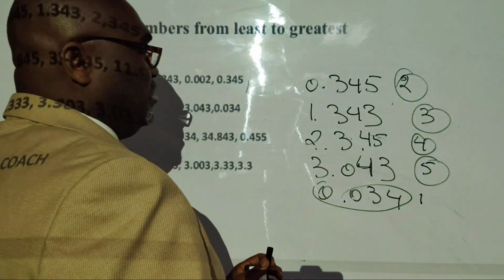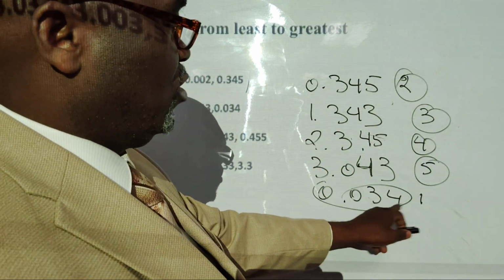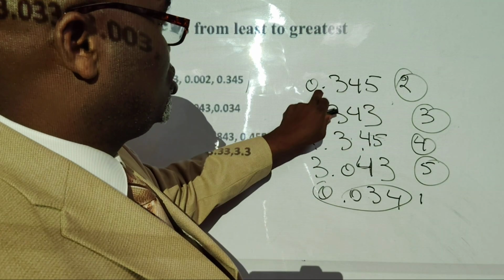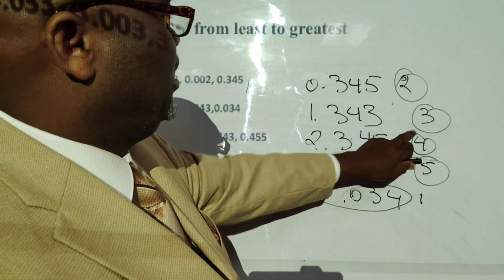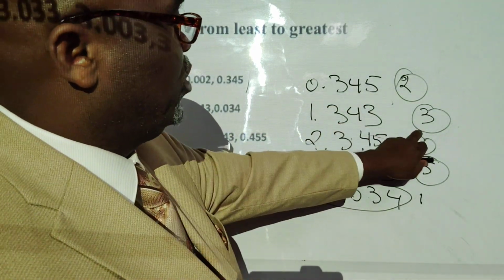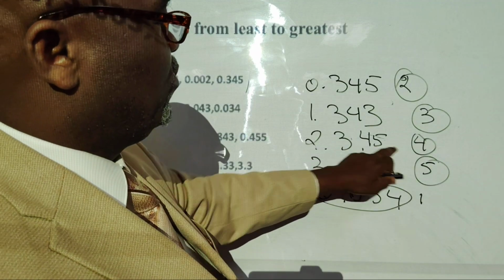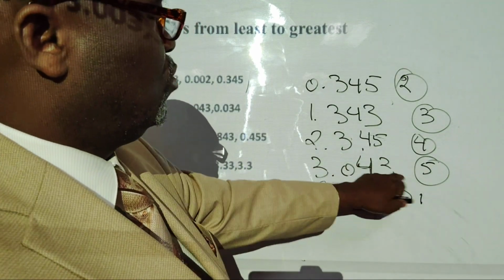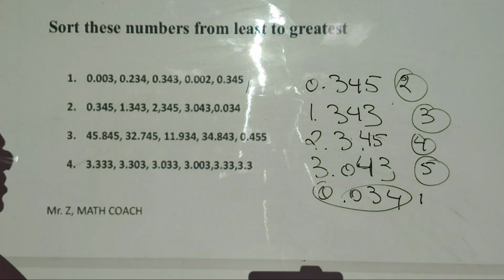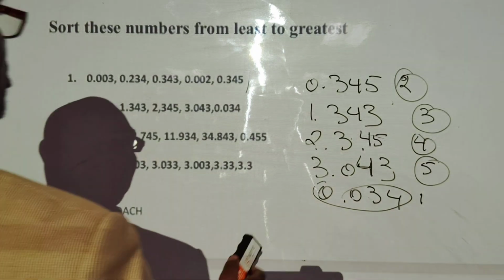So once you line up, then it's going to be 0.034. Next one is going to be 0.345. Then it's going to be 1.343. Then it's going to be 2.345. Then it's going to be 3.043. Okay? This is how you learn how to arrange those numbers.